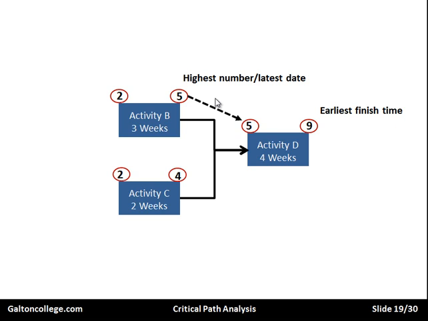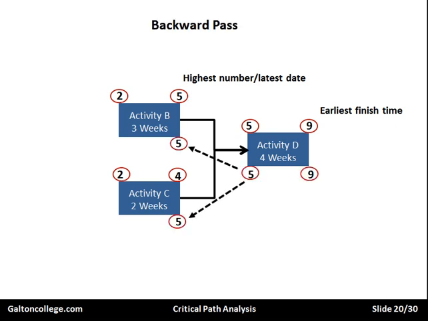So here we have the highest number, which is the latest date, and the earliest finish date, which is 9. So we always carry forward the largest number. Now let's calculate the backward pass. Well, we do this by taking down the 9s here and subtracting the 4. So we're moving backwards.